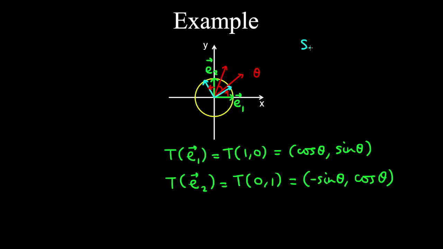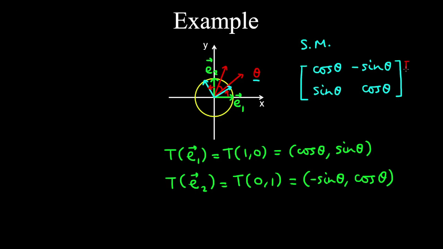So therefore our standard matrix is cosine theta, sine theta in the first column, and minus sine theta, cosine theta in the second column, which is our standard matrix for a counterclockwise rotation through the angle theta.